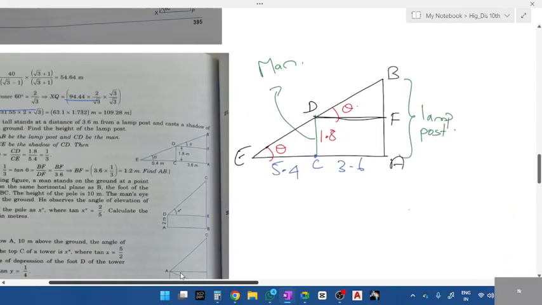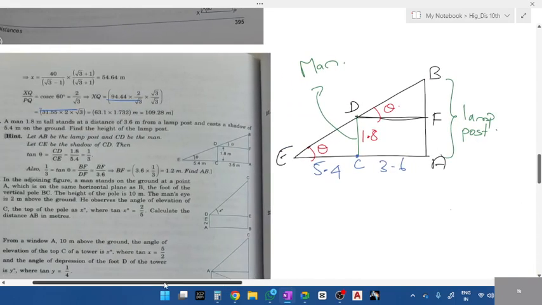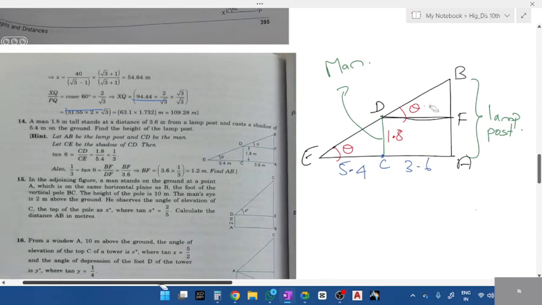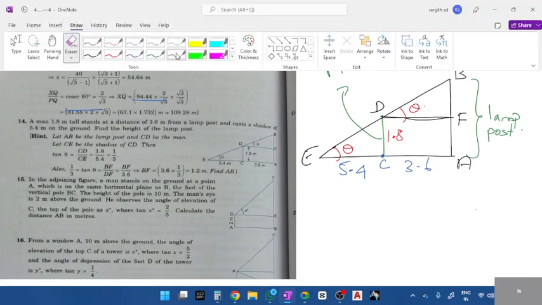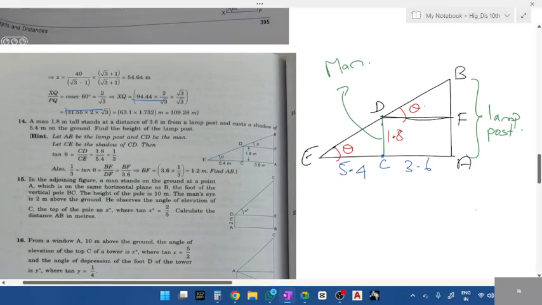Next, in this same question, which one is the lamp post here? Which one is the lamp post, students? BA is the lamp post. Then what? Which one will be the shadow? If man is DC, which one is the shadow? Not AC. How can AC be shadow? Light is this one. The man is standing at DC, student. Entire thing is man. Light source is reflecting. Where will be the shadow? What did I tell, on the ground? So EC is the shadow.